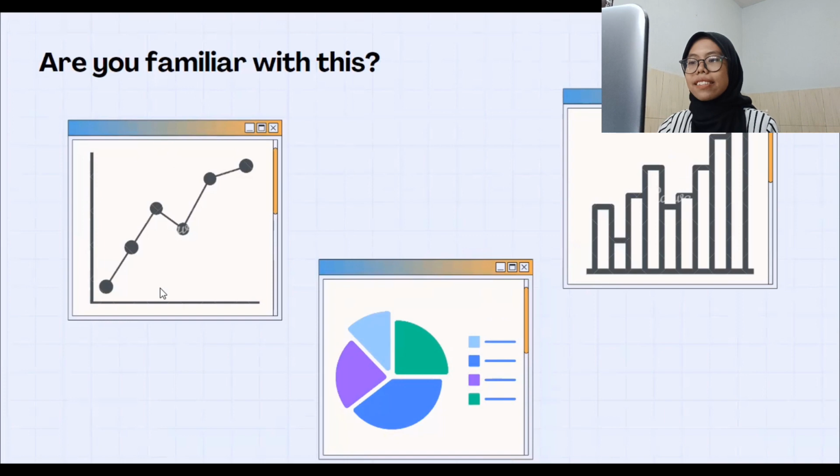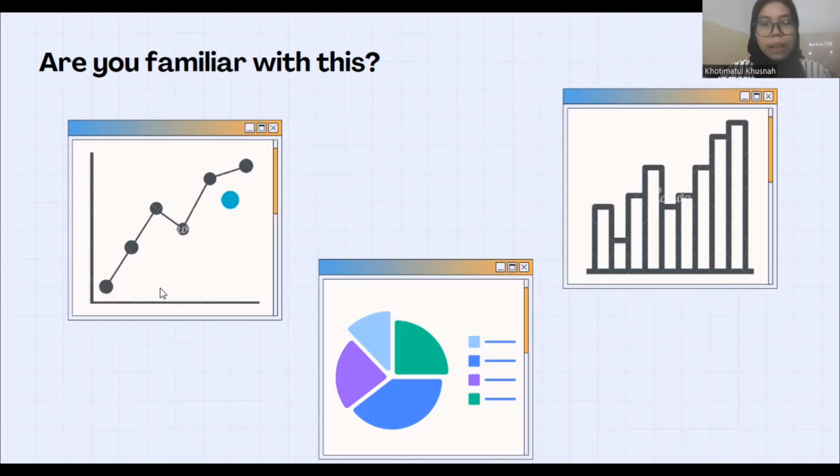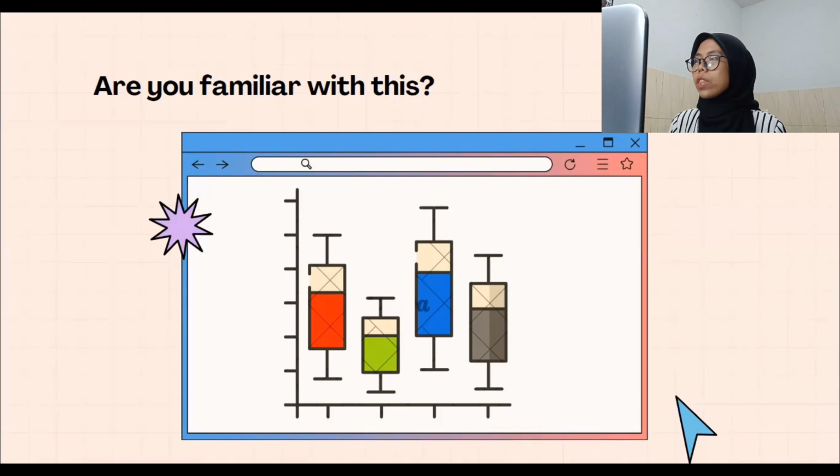That's right, that's line chart. And in the middle, what is the name of the chart? Okay, that's pie chart. And the right side is bar chart. That's right. Okay, but are you familiar with this one? Maybe you have already seen it somewhere?